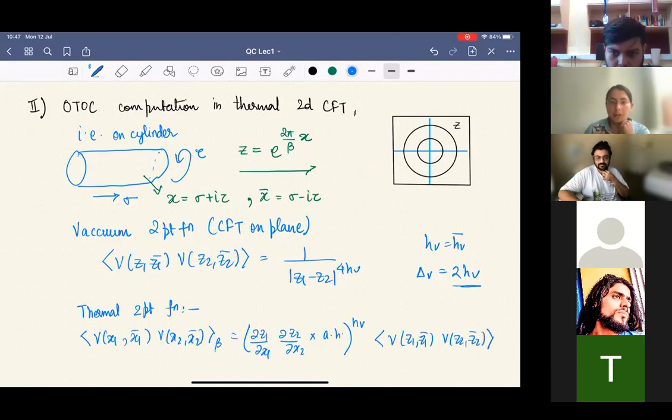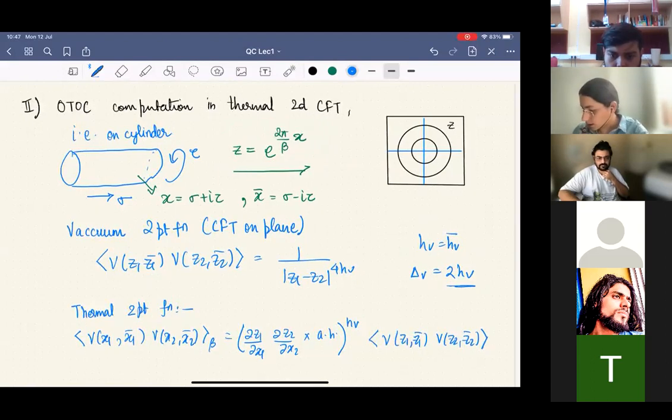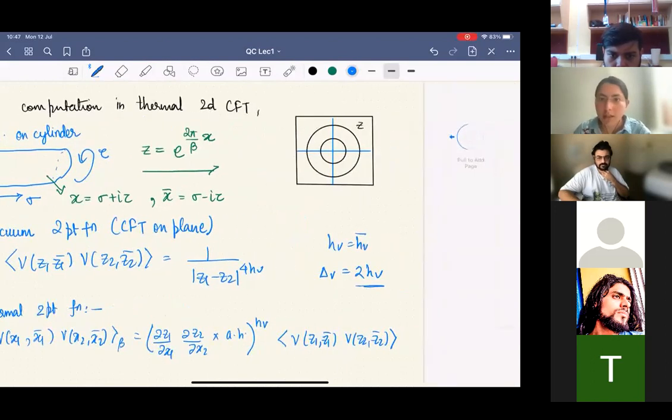Now, if you substitute this transformation, then for the 2-point function you will get... I will go through the derivation in more detail here, because I don't want to go through this derivation for the 4-point function. So let's look at it in more detail.